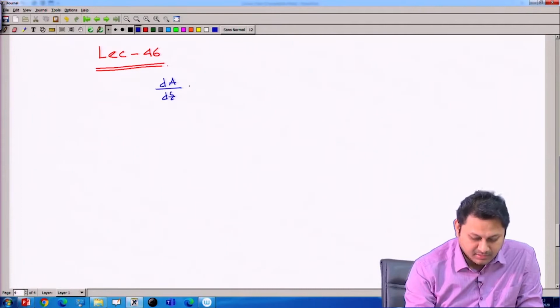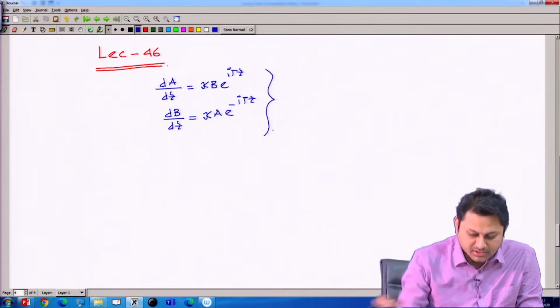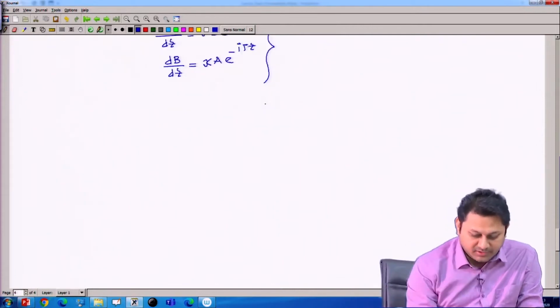dA/dz is equal to kappa b e to the power of i gamma z, and dB/dz is equal to kappa a e to the power of minus i gamma z. We try to solve these two coupled differential equations, and we were almost there.